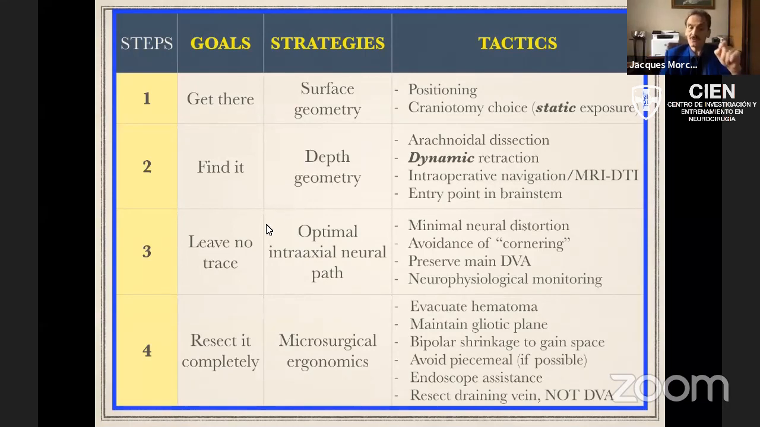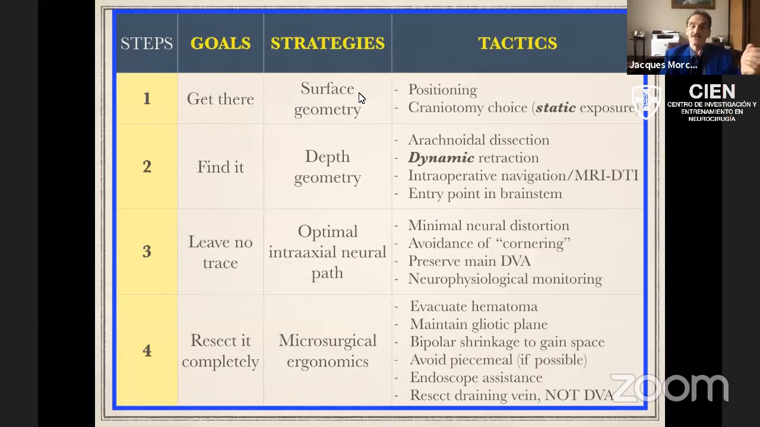To leave no trace, meaning to be safe and not hurt the patient, you need to have an optimal intraaxial neural path, meaning you have to choose the path of least damage within the brainstem. And lastly, to resect it completely, you of course need some microsurgical ergonomics. Now let's look at each one of those.